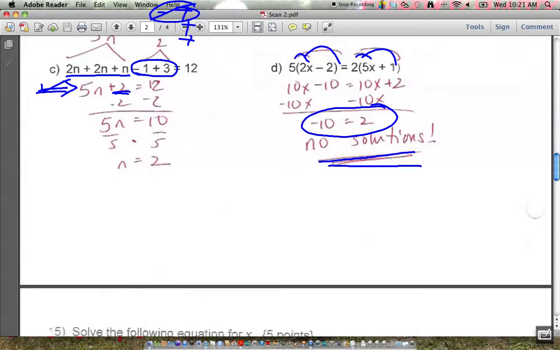What would happen if instead of -10 equals 2, I had 2 equals 2? Then what would I write? There's infinite solutions. Any number works. Every number works. Okay? All right.